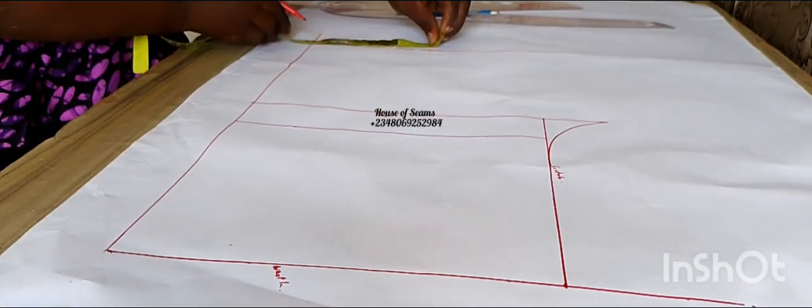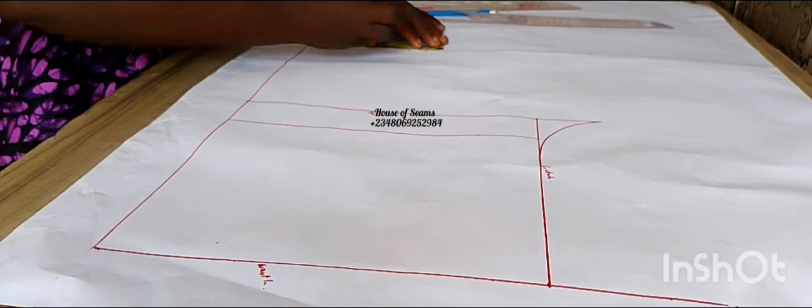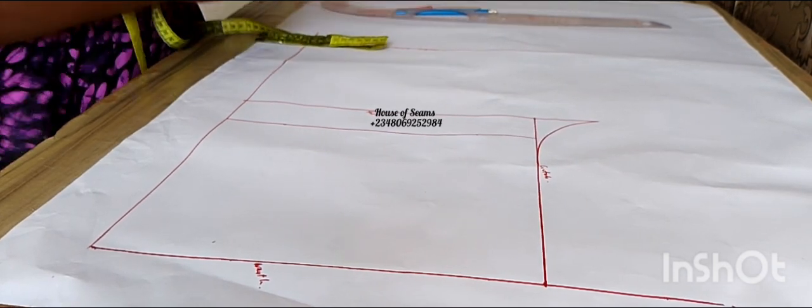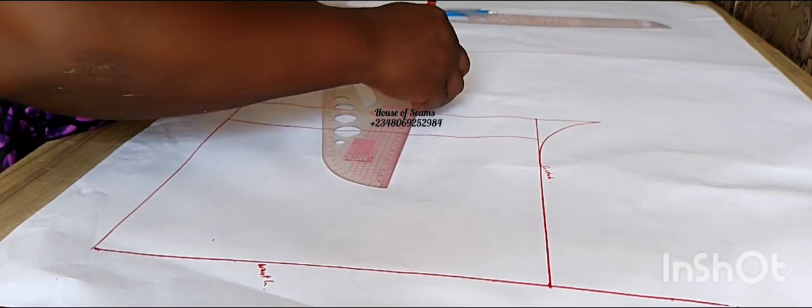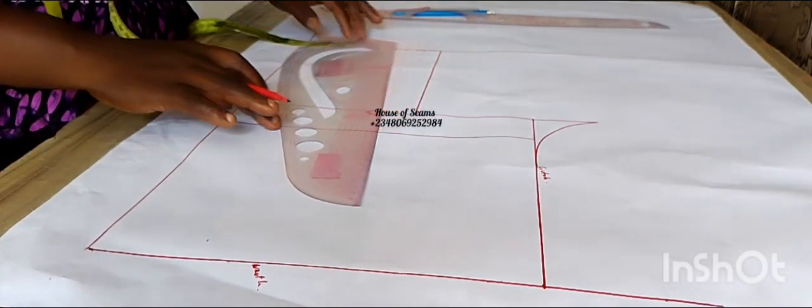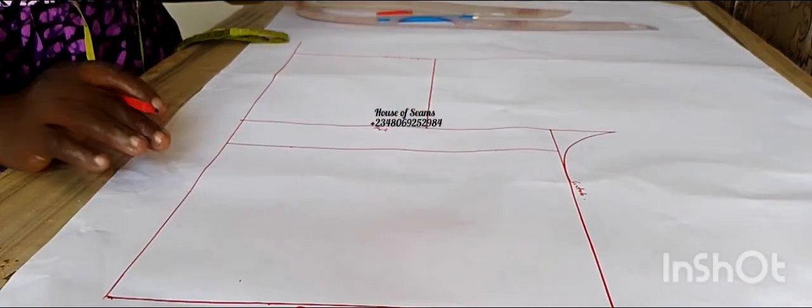Come to your trouser length. You are going to input the same measurements. Then you draw a straight line to connect. Okay, so this is it. So I successfully connect the lines like that.